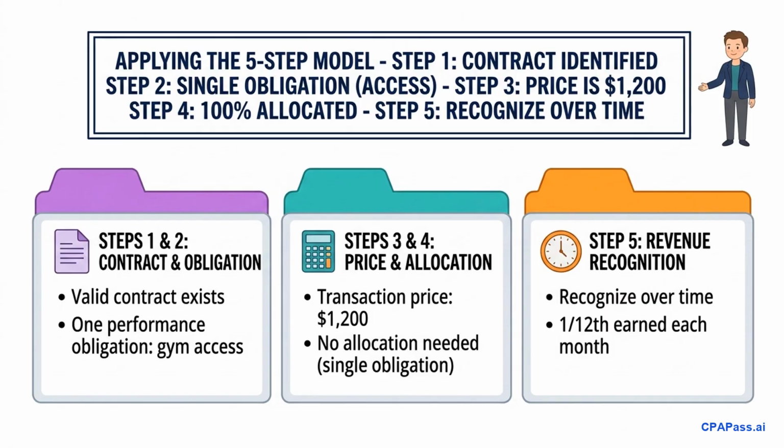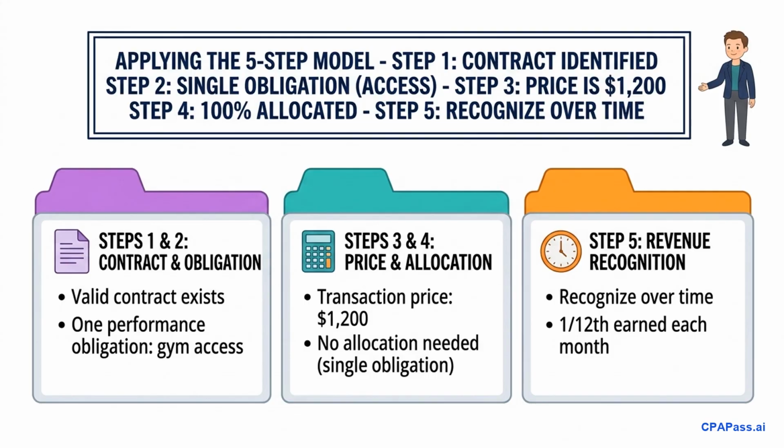To solve this, we apply the 5-step revenue model. Step 1, we have a valid contract with the customer. Step 2, we identify a single performance obligation, which is providing gym access. Step 3, the transaction price is $1,200. Step 4, since there is only one obligation, we allocate the entire $1,200 to it. Step 5, we recognize revenue as the obligation is satisfied.